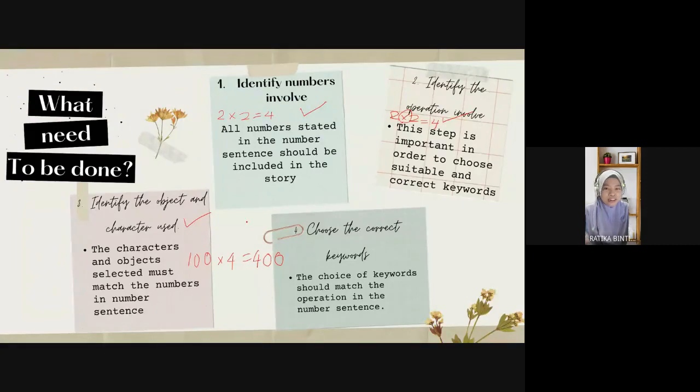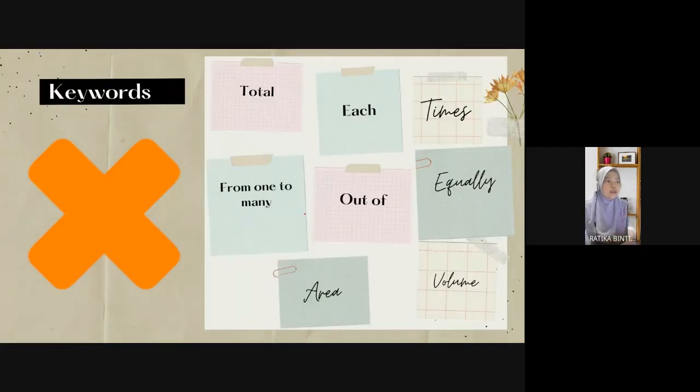Tak logic lah. Okay, it's not logic. So the character and object that you choose must be logic. Okay, the next one, you need to choose the correct keywords. If the operation is multiplication, then you need to choose keywords for multiplication lah. Okay, now let's look at the keywords for multiplication. The first one is total.